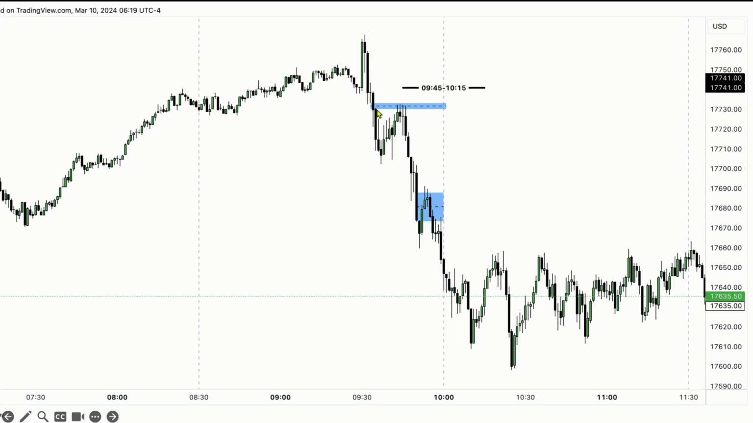Notice that this delivery right here is beautiful algorithmic price delivery where you see every single premium array get utilized as resistance on price to continue lower. Market consolidates right here, eventually goes even lower.